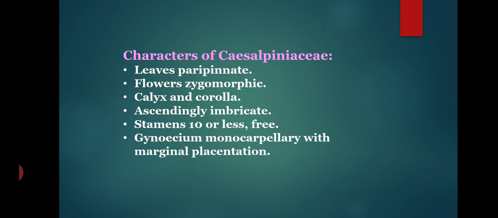Fruit is a long legume, or sometimes it is samara type, and seeds endospermous or non-endospermous. The pollination is entomophilous. Then ornithophily sometimes we can see in Bauhinia. So these are the general characteristics.